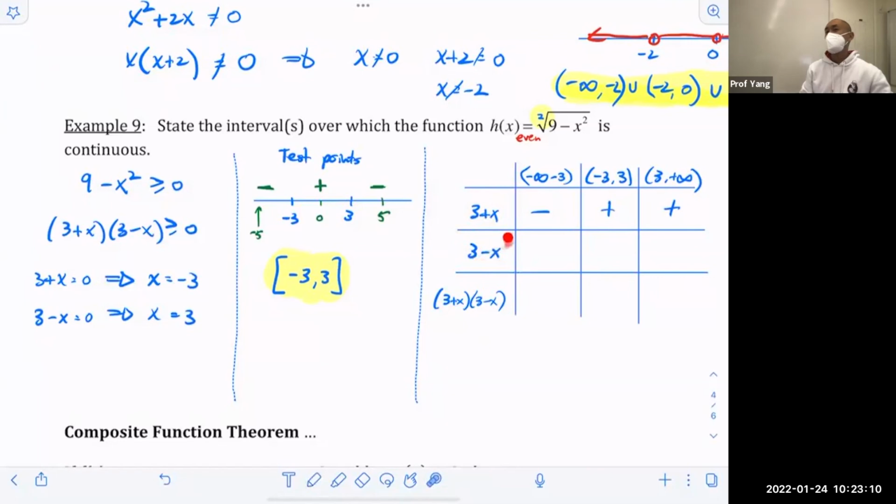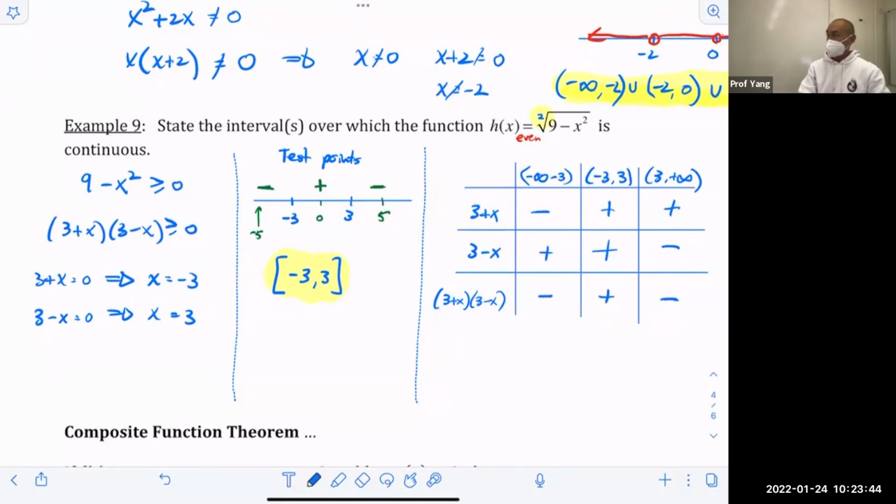What about this guy right here? What's the slope of this guy? -1. So now it's going downwards. Where does it cross? It crosses at 3. So now I'm right here, it's going downwards. That means it's going to be negative on this side, it's going to be positive on this side. So we have a table of signs. Now, when you combine these guys, negative times positive is negative, positive times positive is positive, positive times negative is negative.